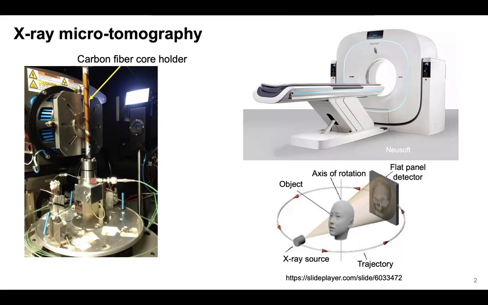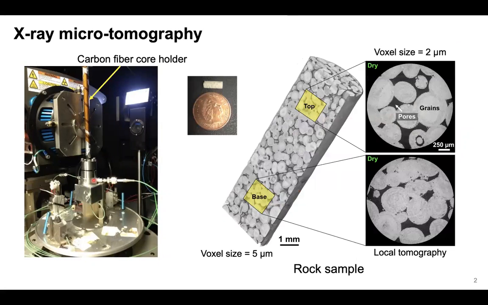This is a typical image we can obtain from these micro-CT machines. This is a Caton limestone. It is a 5 millimeter diameter sample imaged at 5 micrometer voxel size. In this case, we took multiple images and then stitched them together to get a complete sample.